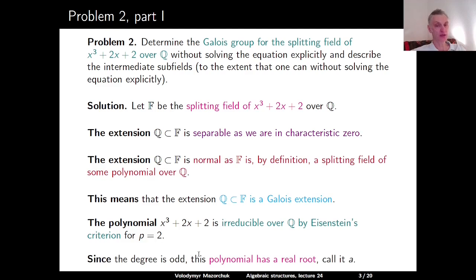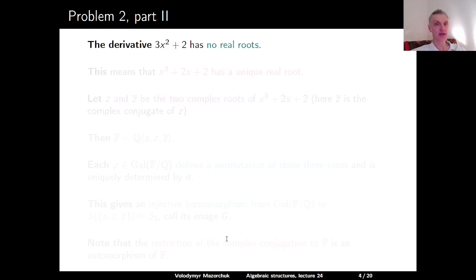Since the degree of the polynomial is odd, this polynomial has a real root. Let's call this root a. We don't need it explicitly, but it exists. Next, we note that the derivative of this polynomial, 3x squared plus 2, is strictly positive. It only has positive values if x is a real number. So this means that this derivative does not have any real roots. And this in turn implies that the original polynomial x cubed plus 2x plus 2 has a unique real root.